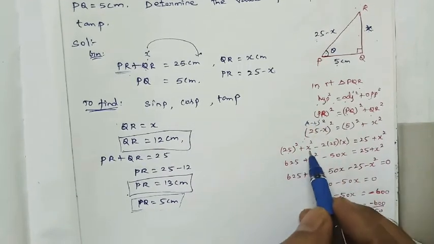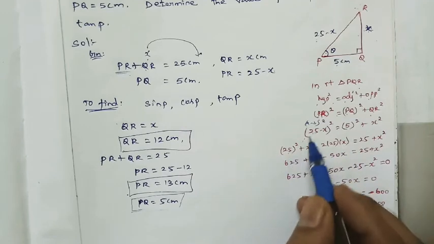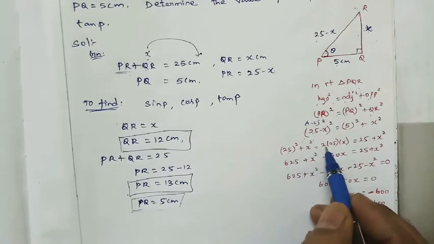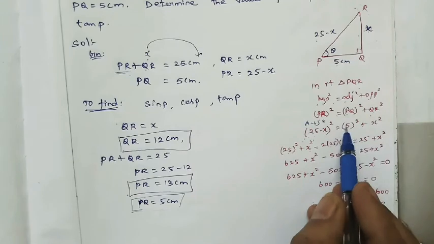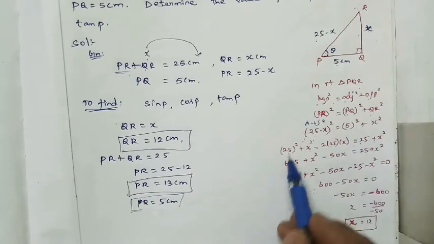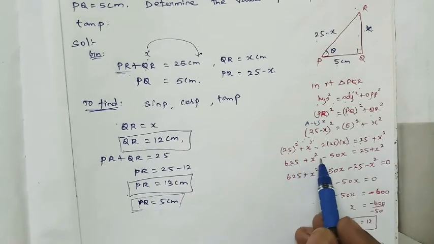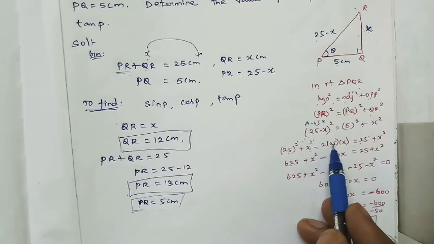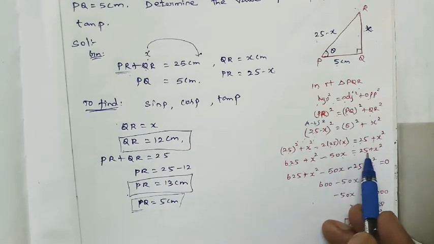So a square plus b square minus 2ab. What is a? 25 square plus x square minus 2 into a into b is equal to 5 square 25 plus x square, right? So 25 square is 625 plus x square minus 2 into 25 into x, that is 50x, is equal to 25 plus x square.